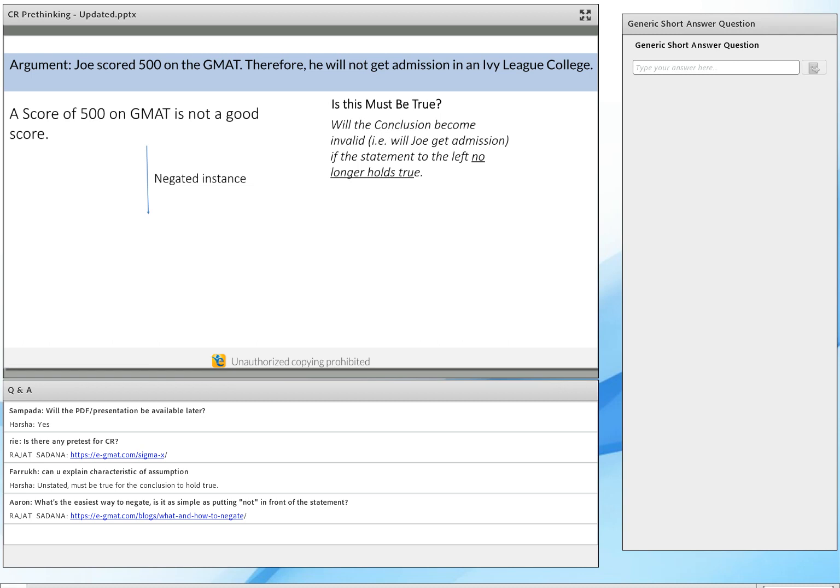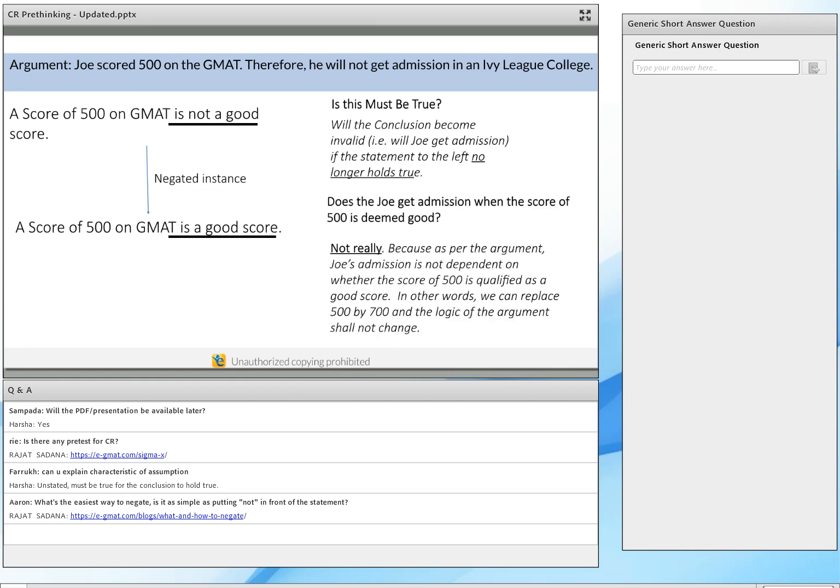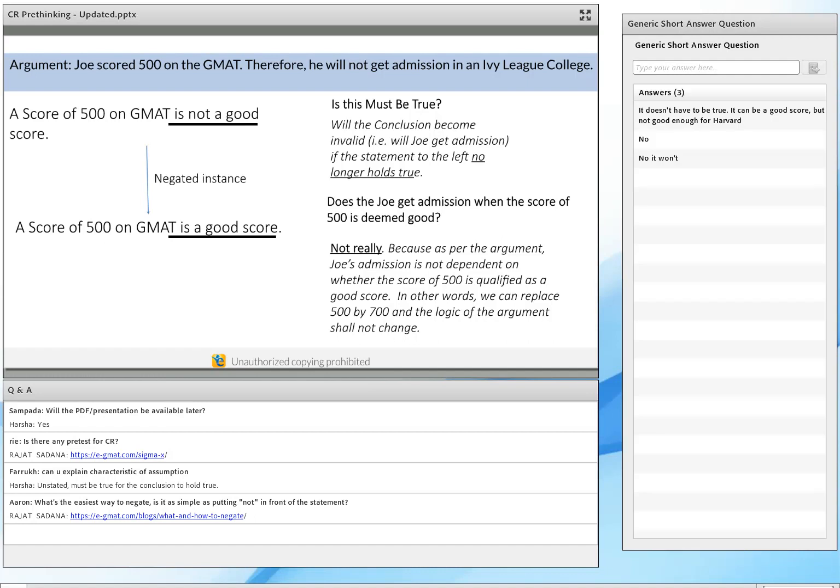So we look at its negated version. We negate this part, and we say a score of 500 on the GMAT is a good score. Does Joe get admission if the score of 500 on the GMAT becomes a good score? The answer is no. Why? Because as per the argument, Joe's admission is not dependent on whether 500 is qualified as a good score, which means that even if you replace 500 by 700 or 750, the logic of the argument would still stand. And as some of you are saying, it's not good enough for Harvard as per the author. Yes, correct.